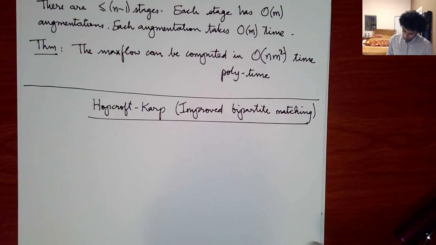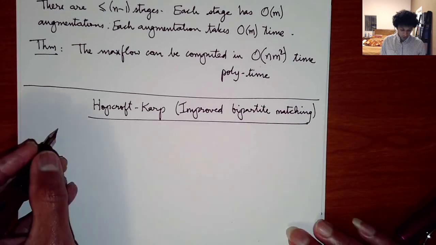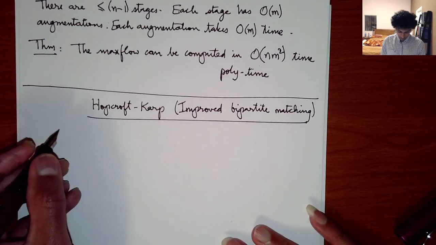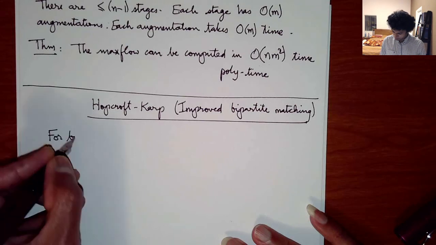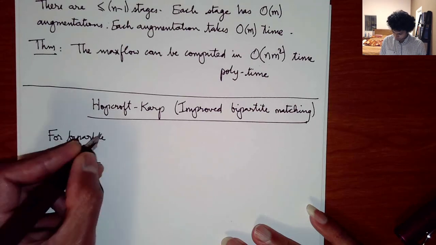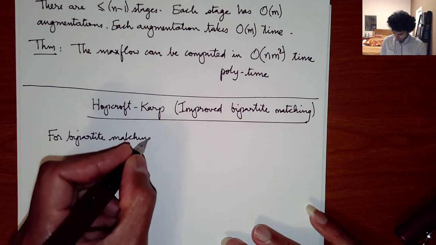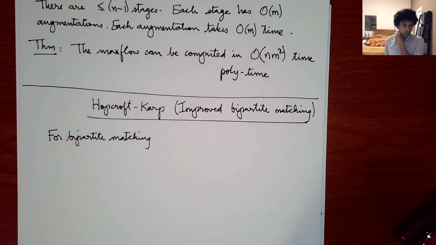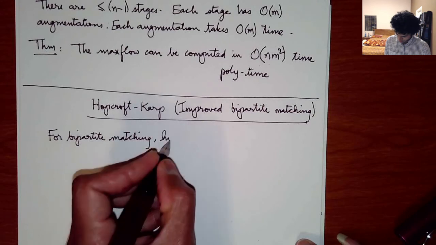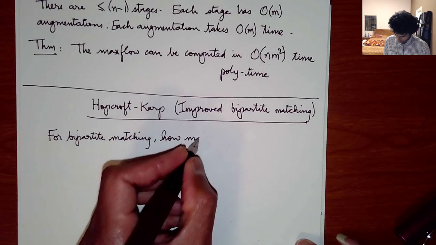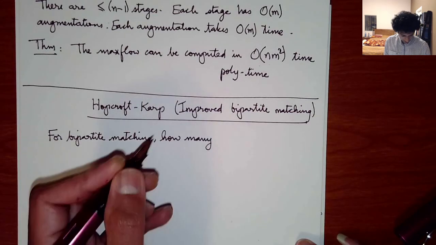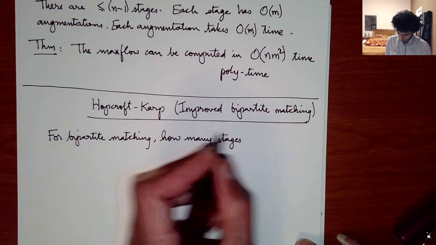So here is the first question that was addressed by Hopcroft-Karp. Suppose you did bipartite matching, and recall that you can convert bipartite matching to a max flow problem, which is the Ford-Fulkerson algorithm that we discussed in the first lecture. How many stages exist?